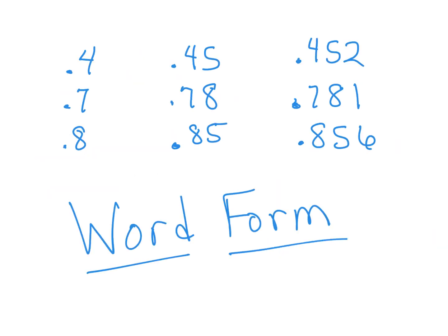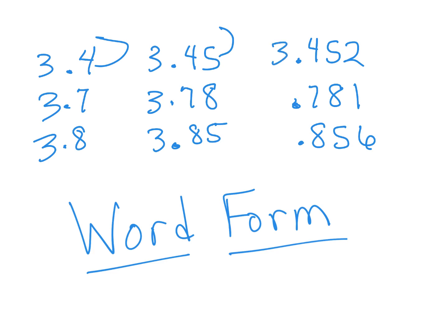Okay, so I'm going to go over word form with these decimals. Let's say there was a 3 in front of all of these. So we'd say 3 and 4 tenths, because the 4 is in the tenths place. 3 and 7 tenths. 3 and 8 tenths. Here we would have 3 and 45 hundredths. 3 and 78 hundredths. 3 and 85 hundredths. And over here we would have 3 and 452 thousandths, with the TH.